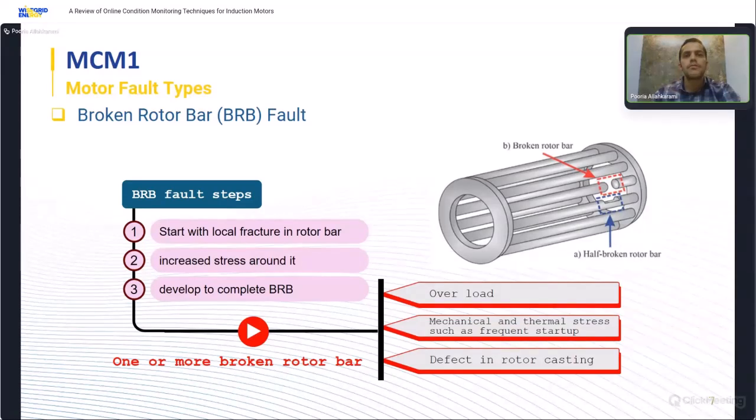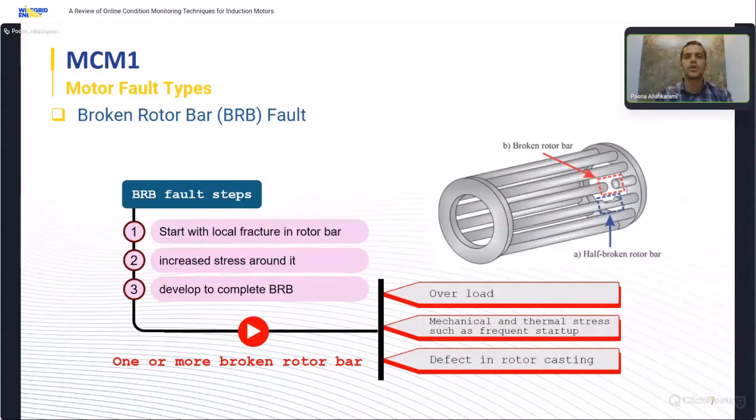If a broken bar fault happens, it starts, for example, with a little crack in one of these bars. These cracks are usually caused by thermal or mechanical stresses, which have three main reasons. First of all, the thermal stress from frequent starts. Every time the motor gets started, the motor has a large inrush and starting current.